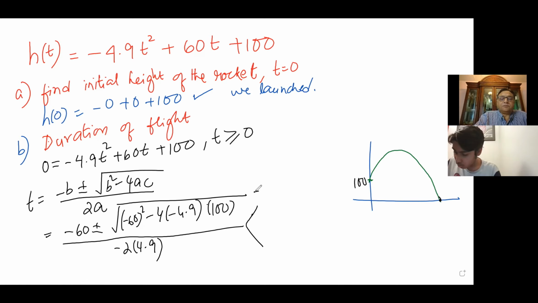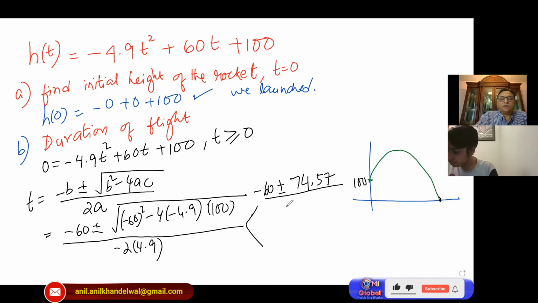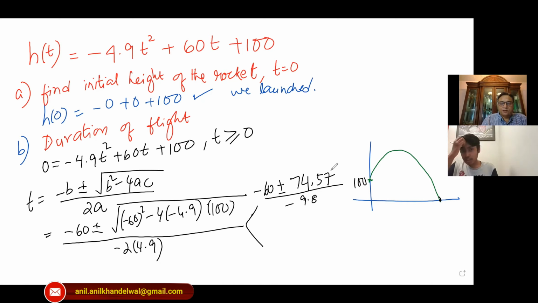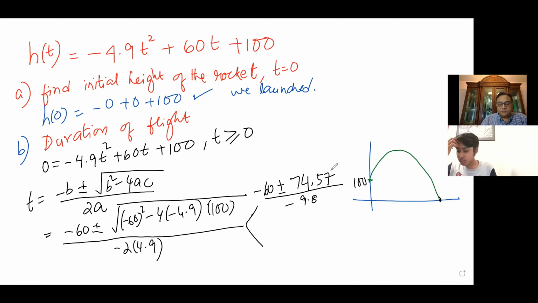Let me write it like this. Minus 60 plus minus 74.57 over minus 9.8. Is it okay? So let's do both. Minus, then we get a negative answer, right? So we'll add. I got negative 60 plus square root 5,550 divided by negative 9.8, and then negative 60 subtracted square root 5,560 divided by 9.8.